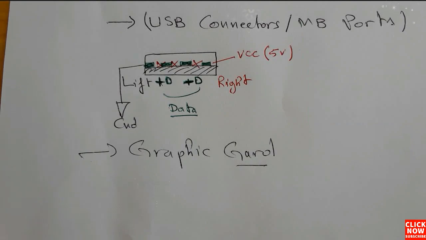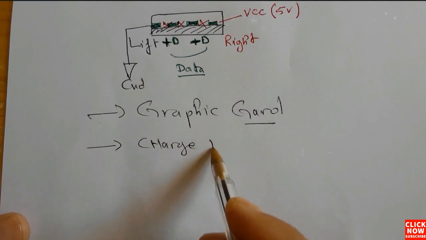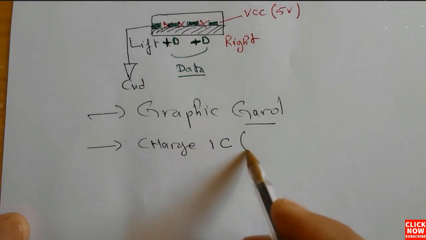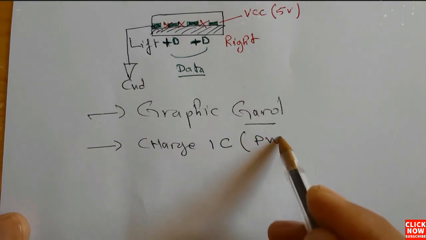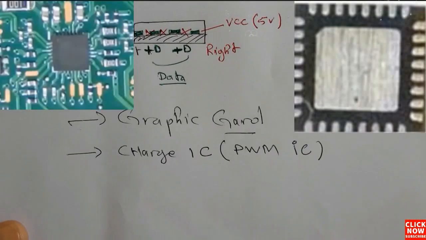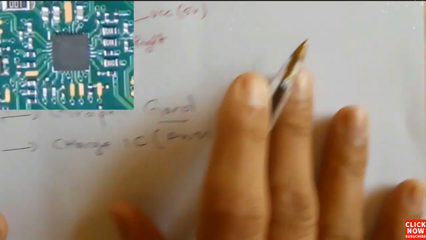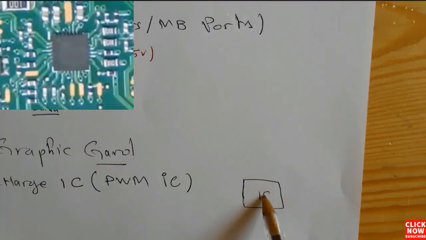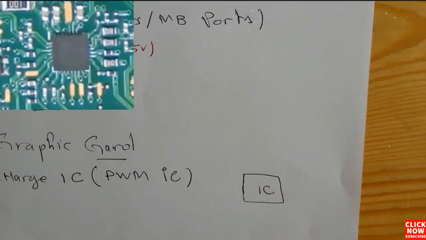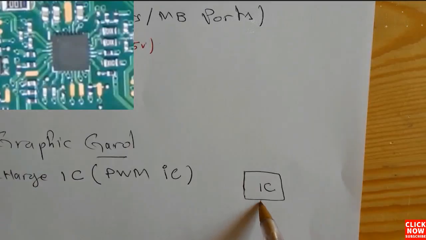A black screen. So the next failure is the charge IC or the power management IC. This is the IC that is responsible for the power in the whole motherboard. The power management IC is responsible for powering the motherboard. So let's assume that we have here an IC. This is basically the charge IC.